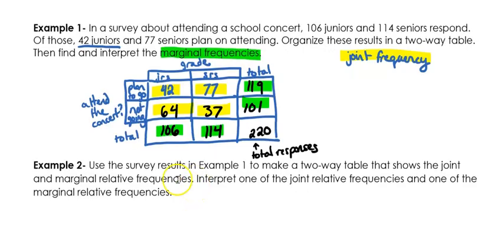Okay, so example 2 wants us to use these survey results to make a two-way table that shows the joint and marginal relative frequencies. So this is the key right here. When they say the joint frequencies, they mean these four numbers. When they say the joint relative frequency, they're going to mean these four numbers, but they're going to be written as a decimal. I'll show you how. Marginal frequency was these four in green. Marginal relative will also be in these four locations, but they'll be as decimals. And then we're going to interpret.